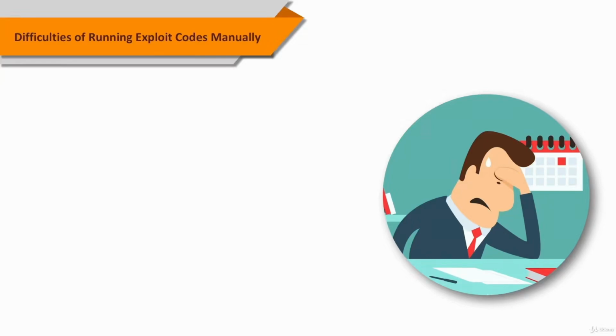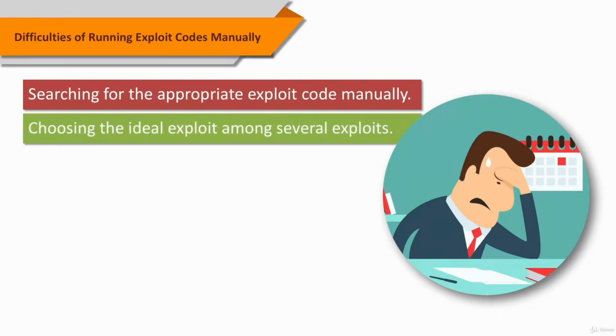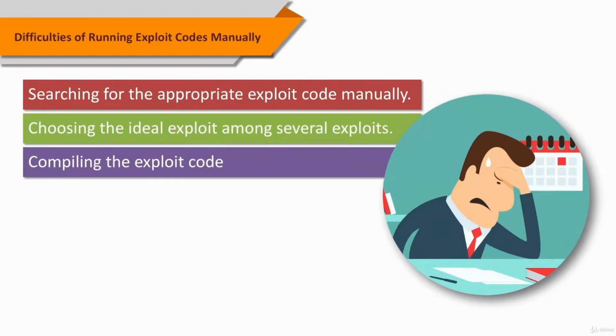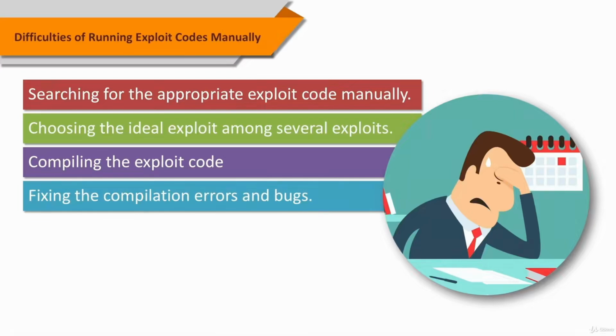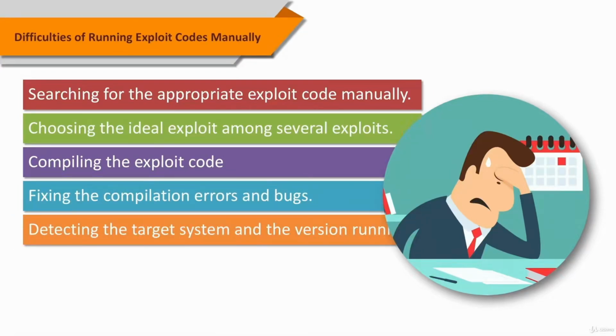So let's list the difficulties of running exploit codes manually. You have to manually find the appropriate exploit code. In most cases, there will be more than one exploit code for a vulnerability, and you've got to choose the ideal one. You have to compile the exploit code with the right compiler and fix the compilation errors and bugs yourself. In most cases, you have to find the operating system and its version to apply the correct exploit.